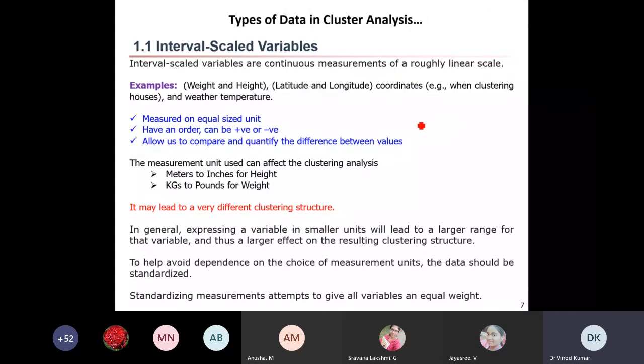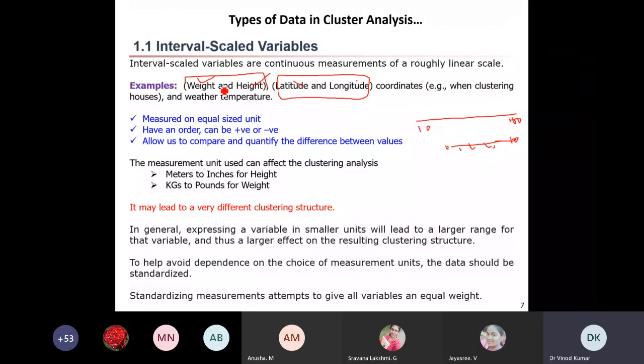Roughly, they are on a linear scale, say from 10 to 50, or 10 to 100. They are continuous, in increasing order. Examples are weight and height, which are numerical values. They are real numbers, like latitude and longitude coordinates. When clustering houses, we can use longitude and latitude, weights and heights.